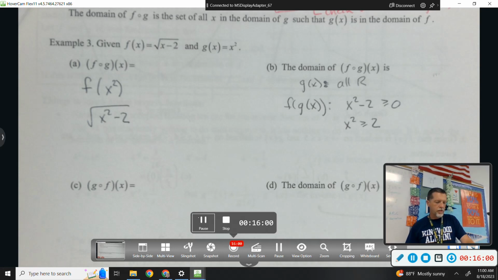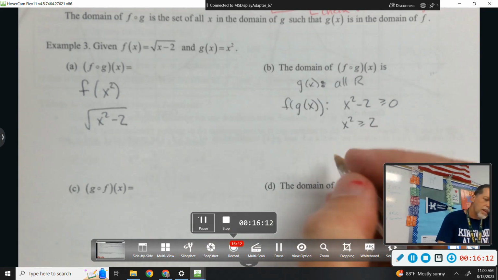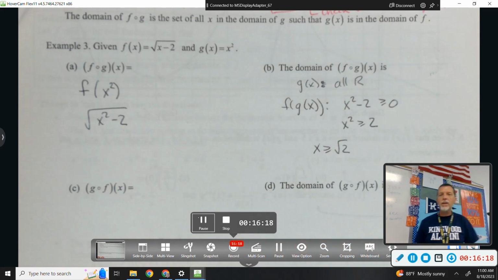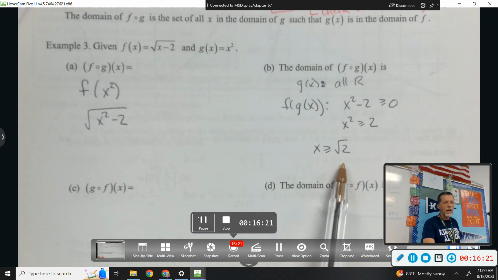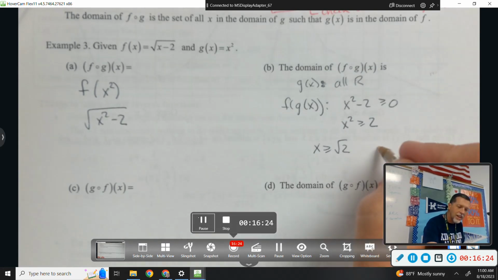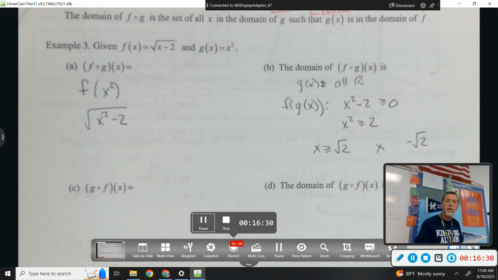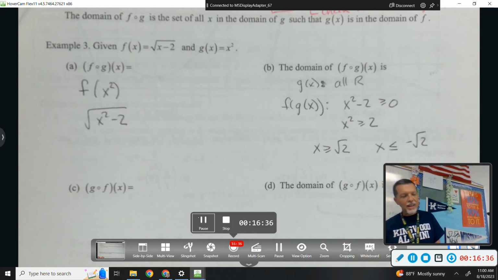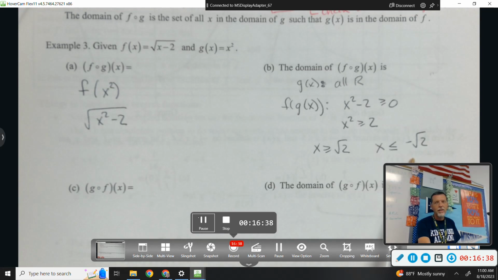x squared is greater than or equal to 2. Let's be careful about just tossing on the square roots and the plus or minus, because that inequality is kind of messing things up. So one answer would be x is greater than or equal to the square root of 2. That would get me a number greater than 2 if I squared that. But on the other side, if I square root both sides, I'd get a negative. I'd be concerned about x being less than negative square root of 2.